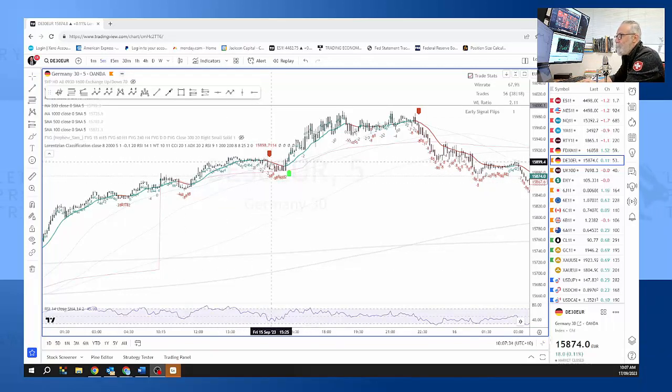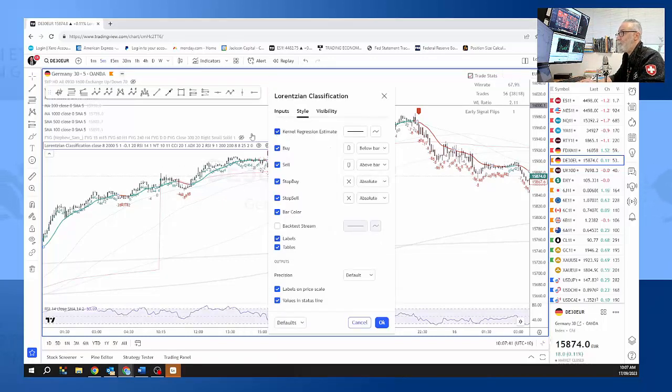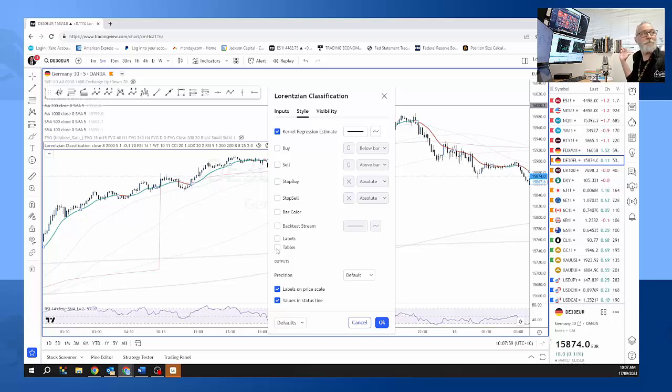I'm swaying all over the place at the moment, but you'll get what I'm saying. Okay, so let's go to the actual settings in here. All we're interested in is this kernel regression estimate. So the buy signal, the sell signal, the exit signals, the bar coloring, all the labels, etc. Just get rid of them all. You guys can go play with this as much as you want. Go knock yourselves out. But this is what I've found in the last 6-7 months of mucking around with it.